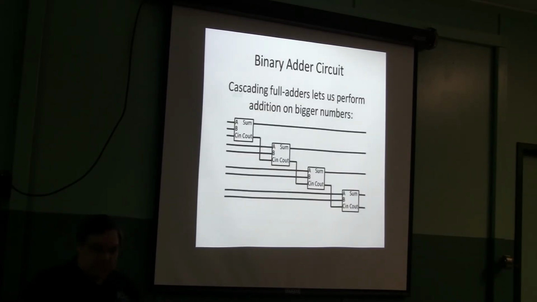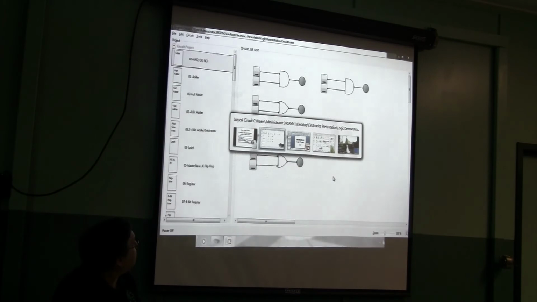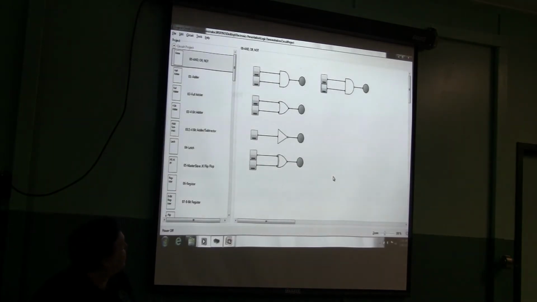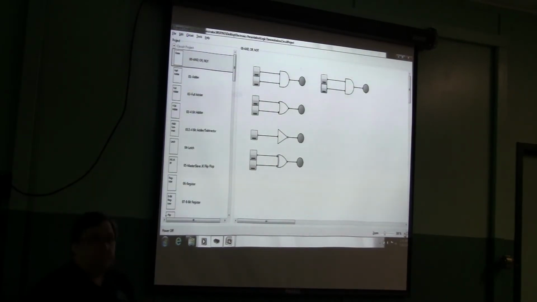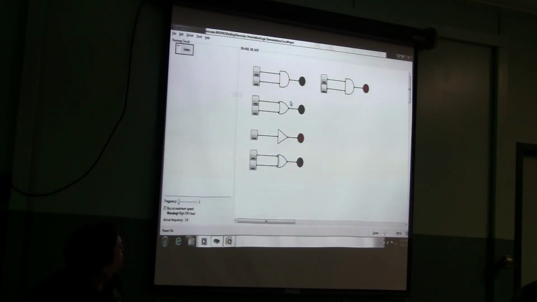Okay. So let's talk about how we can use some of these gates. This is a nice program. It's called Logic Circuit. It's a free download. I think if you Google it, you should be able to find it. And you can simulate some gates here. So here's a NAND gate.